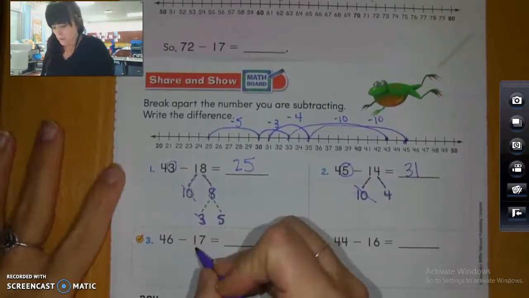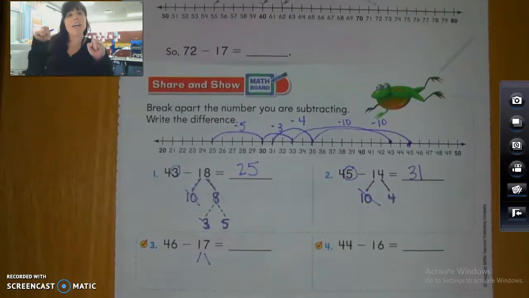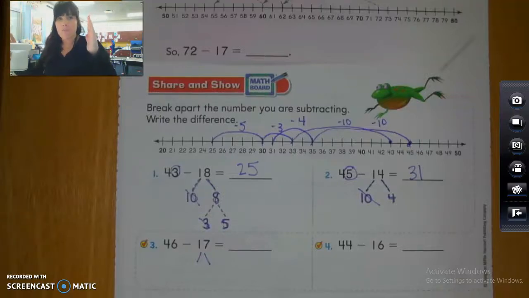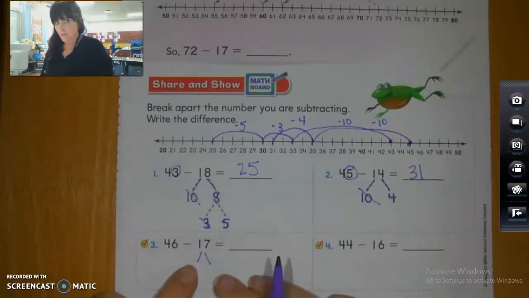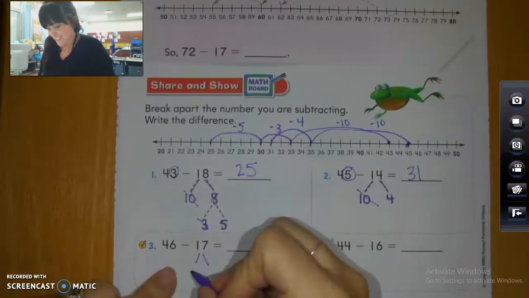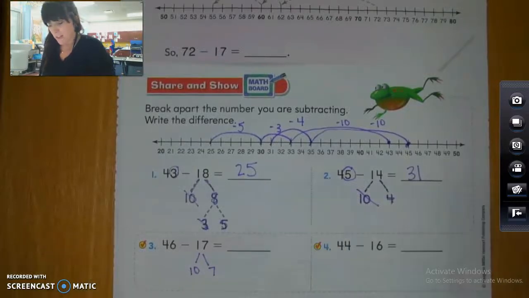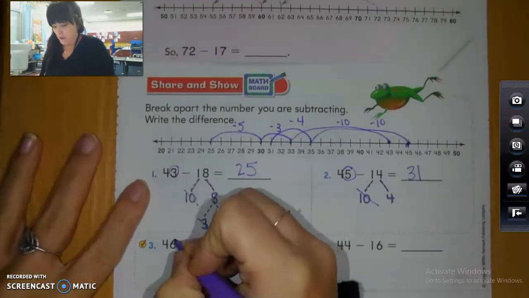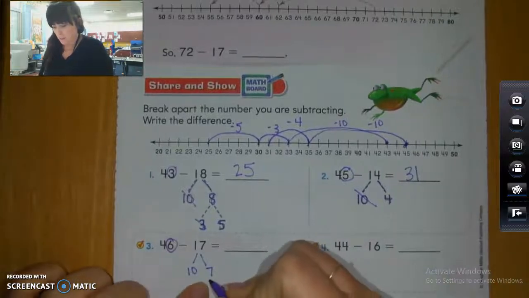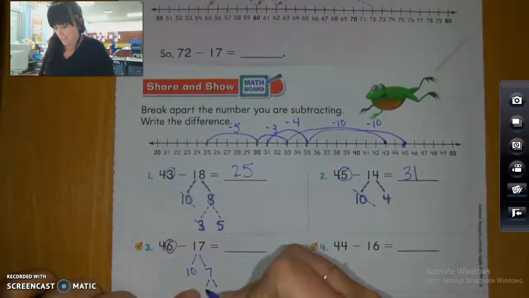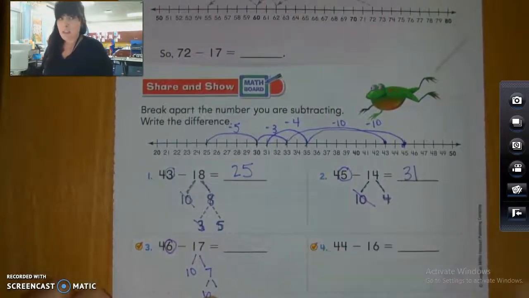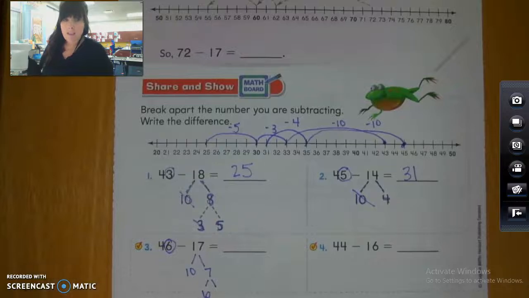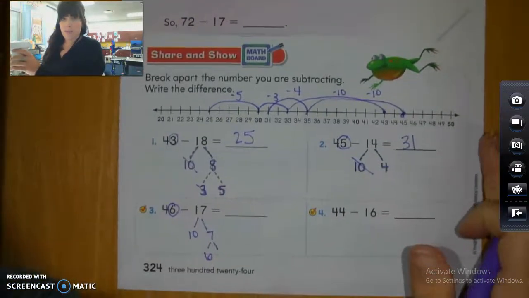All right, number 3, 46 minus 17. So first, we're going to break up the 17 into its 10s and 1s. So if we're going to do blank plus blank for 17, what would we put? 10 plus 7, right? Because 10 plus 7 equals 17. And then I'll circle this 1, and then we're going to break up the 7 into 6 and something else. 6 plus what will get me 7?